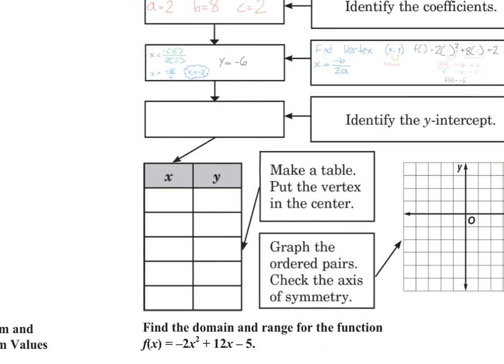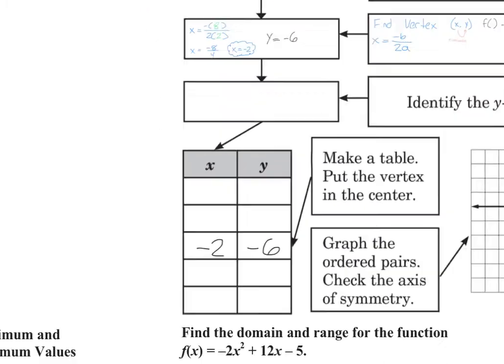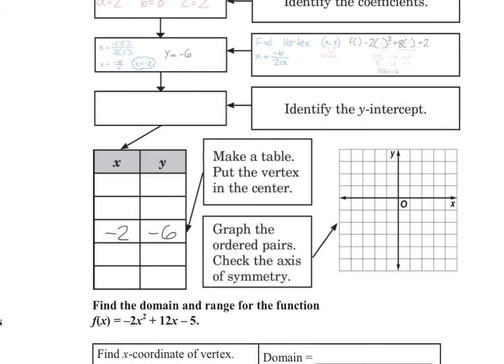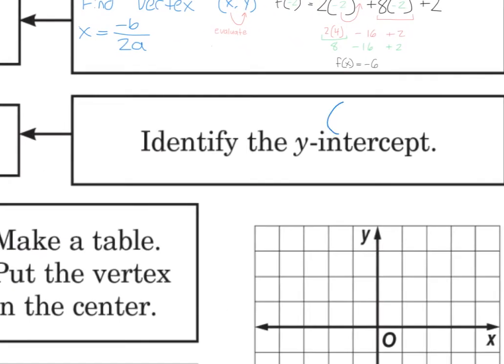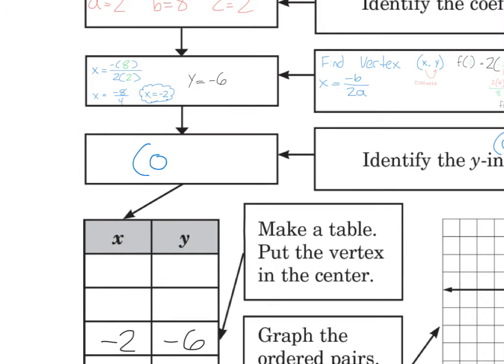I'm going to go ahead and do what this box here says, make a table and put the vertex in the center. I'm going to go ahead and place that there because the vertex is the center point of the quadratic, so we will need it there at the middle of our table. Now, when it says identify the y-intercept, the y-intercept is very easy to find. It's always 0, c. So for us, our y-intercept is 0, 2, because our c value was 2.